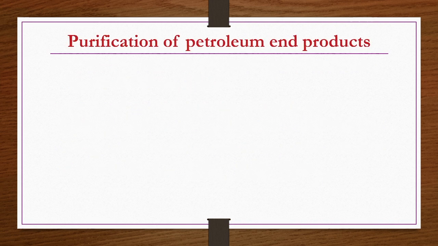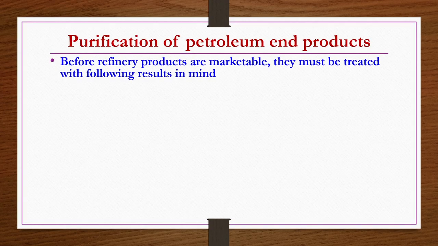Finally, the most important part of refinery conversion processes is the purification of petroleum end products. You do so many processes like pyrolysis, cracking, reforming, polymerization, alkylation, isomerization, hydrodealkylation, etc. But if the product has some impurities, the market would not be good. So the end products you get from these refinery processes should be purified. Before refinery products are marketable, they must be treated with the following results in mind.